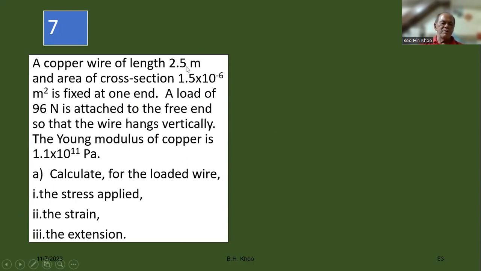A copper wire of length 2.5 meter, that's the original length, and cross-sectional area given, is fixed at one end. A load of 96 Newton is attached to the free end so that the wire hangs vertically. The Young's modulus of copper is 1.1 times 10 to the power 11 Pascal. Calculate for the loaded wire the stress applied, the strain, and the extension. Right? E is given.